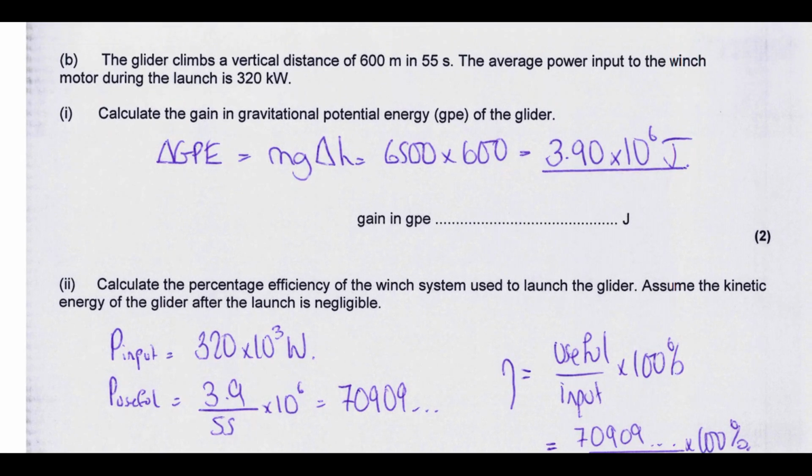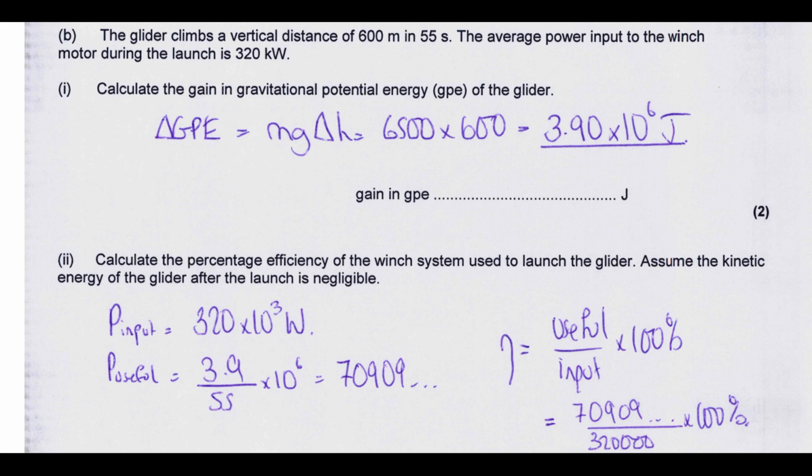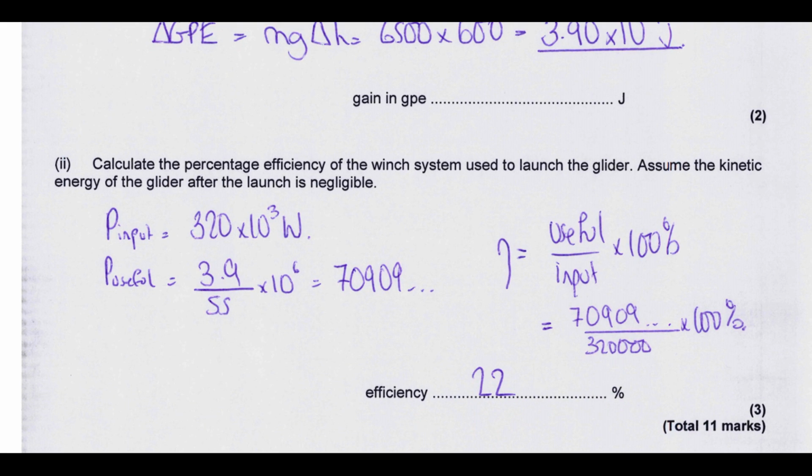So it told us above we've got the power input of 320 kilowatts, and we've got it over a time of 55 seconds. So the way I did this was working out what the useful power was, so taking the amount of energy we calculated above and dividing it by the time gives us the useful power, and then useful divided by total input times 100 gives us the efficiency. I could also have turned the input power into an input energy by multiplying it by time and then doing the efficiency with energy. Either way gives you an answer of 22%. So either way is fine.